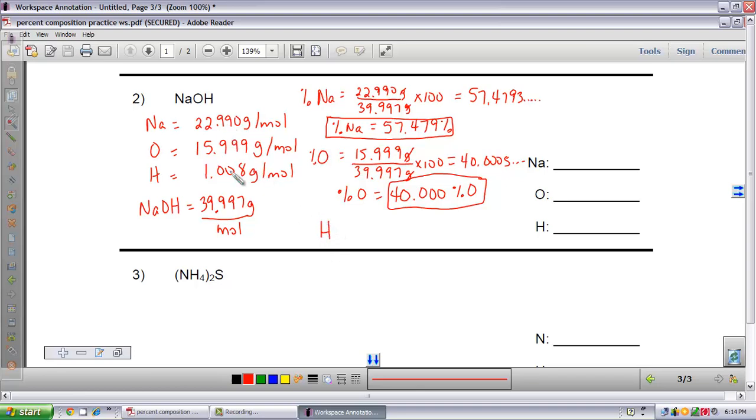If you look at hydrogen, since this is the last component of this compound, instead of adding it up or dividing it rather, you could just subtract it from 100. So if you take 100 minus 57.479 minus 40, you get that hydrogen is 2.521% of the total mass. This is the composition of hydrogen. This is 4 sig figs, just like you just had 4 sig figs over here.